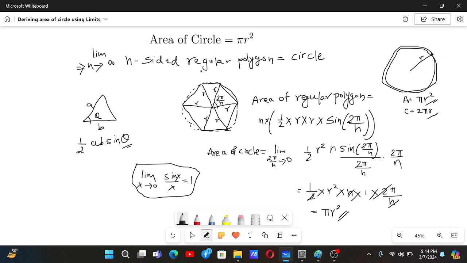Now if I have to talk about the flow, I first introduced the regular polygon and why this approaches a circle, and we tried dividing this polygon into different triangles with the center in between, and we found out the area of a single triangle and all the triangles, and then took the limit and used this limit formula sin x by x, and we got the answer.